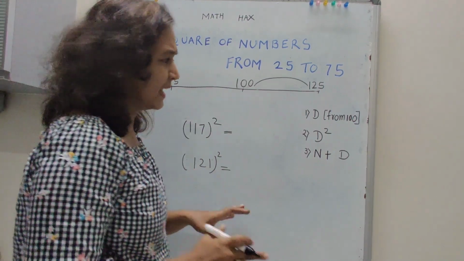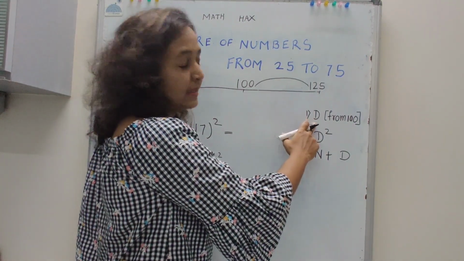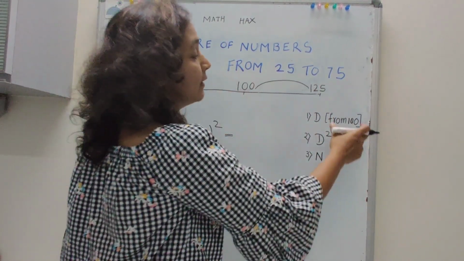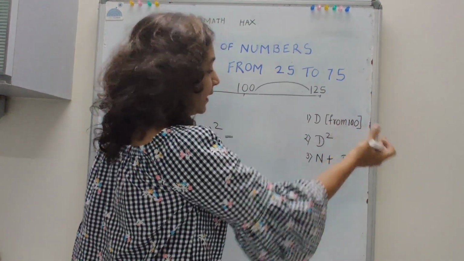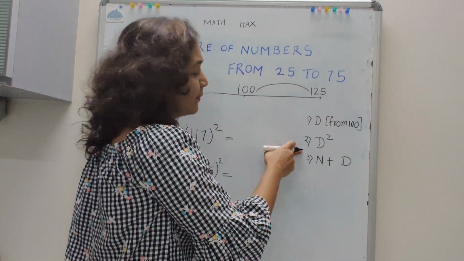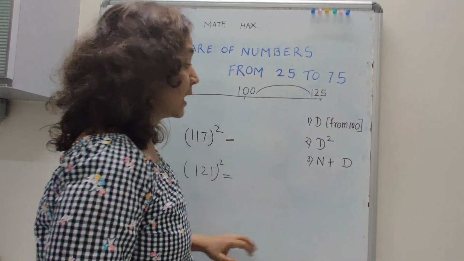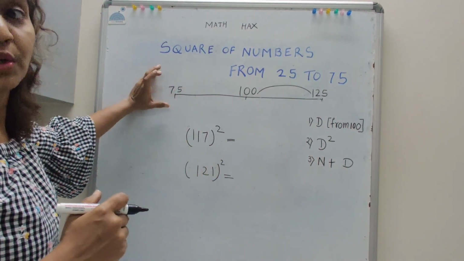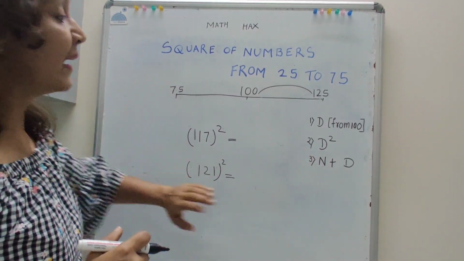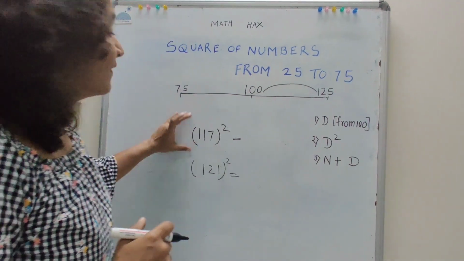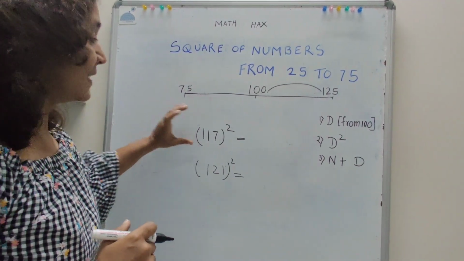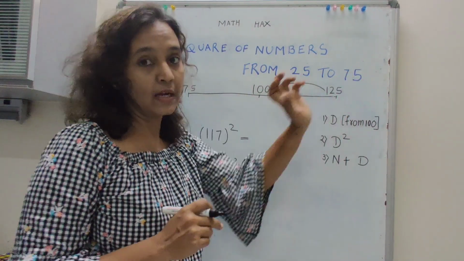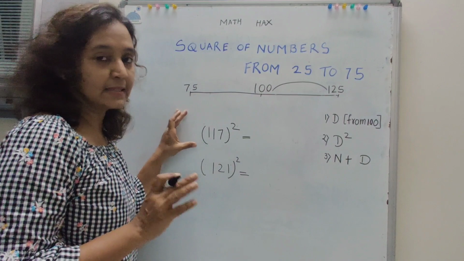So here also the technique is basically the same. First you find the difference, but instead of finding a difference from 50, because now 100 is in the center, we'll be finding the difference from 100. Then the next step is the same, we will be doing the square of the difference. But now here there is a major change. There we used to add up the number 25. But here we'll be adding up the difference to the number itself. Okay, so that's one major difference when you are considering the numbers between 75 and 125. So let us understand with an example.